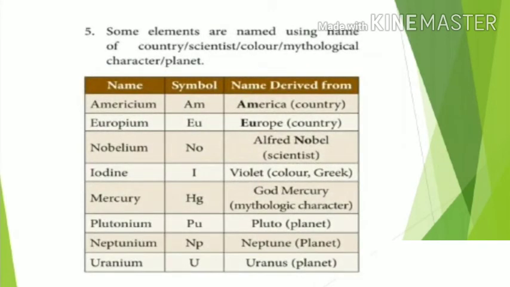Next one: some elements are named using the name of a country, scientist, color, mythological character or planet. For example, see the table. The first one is americium. The symbol of this element is Am, but this name is derived from the country America. Likewise, see the fourth one, iodine. The symbol of iodine is I, but this name is derived from the Greek word iodes, which means violet color.